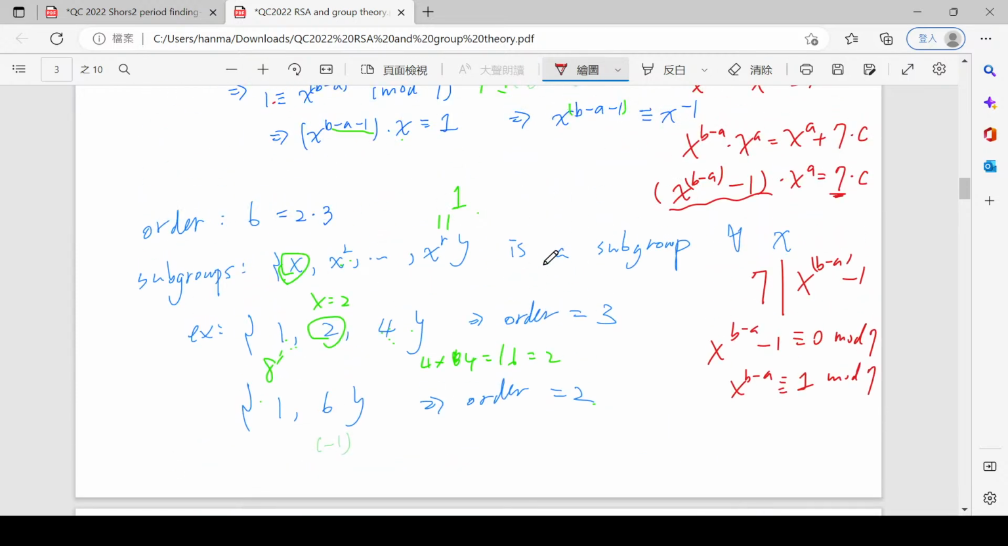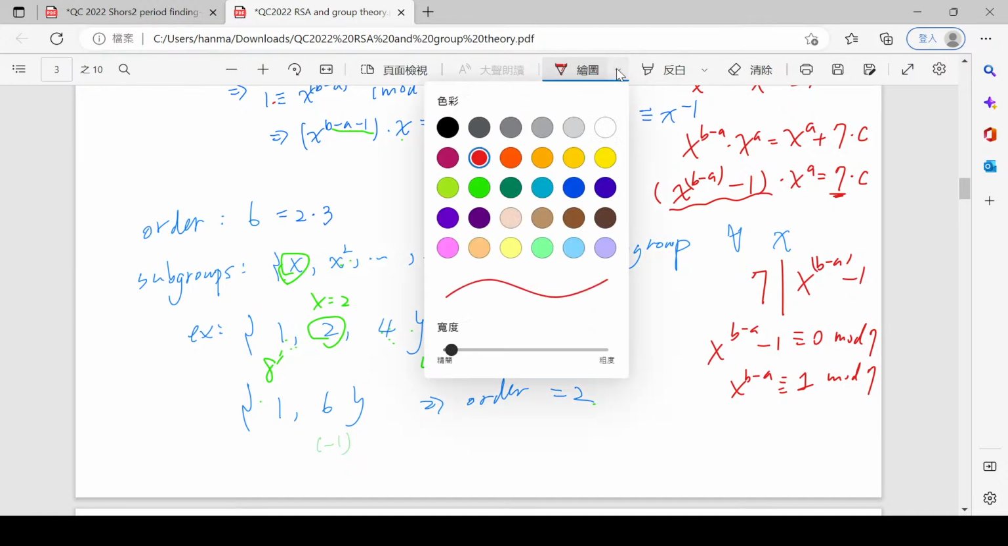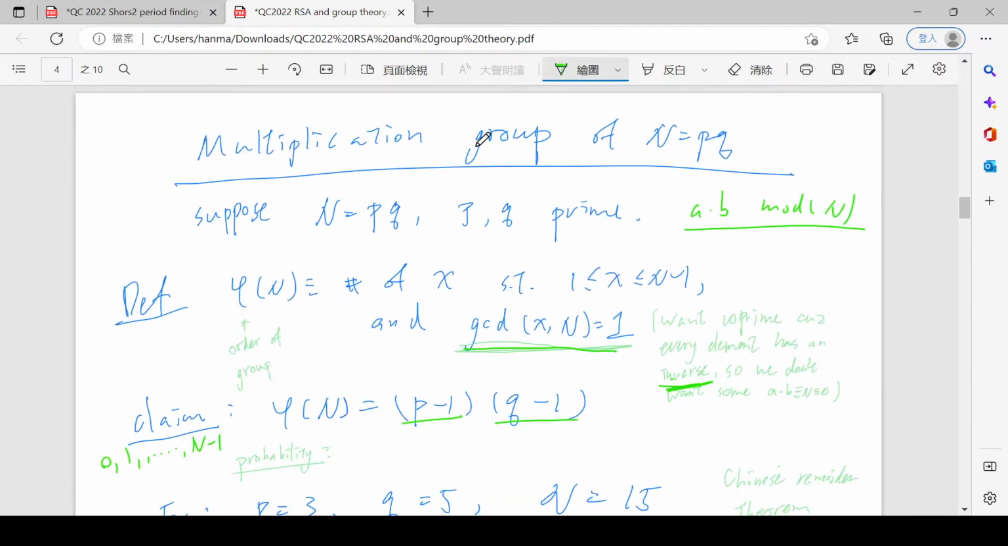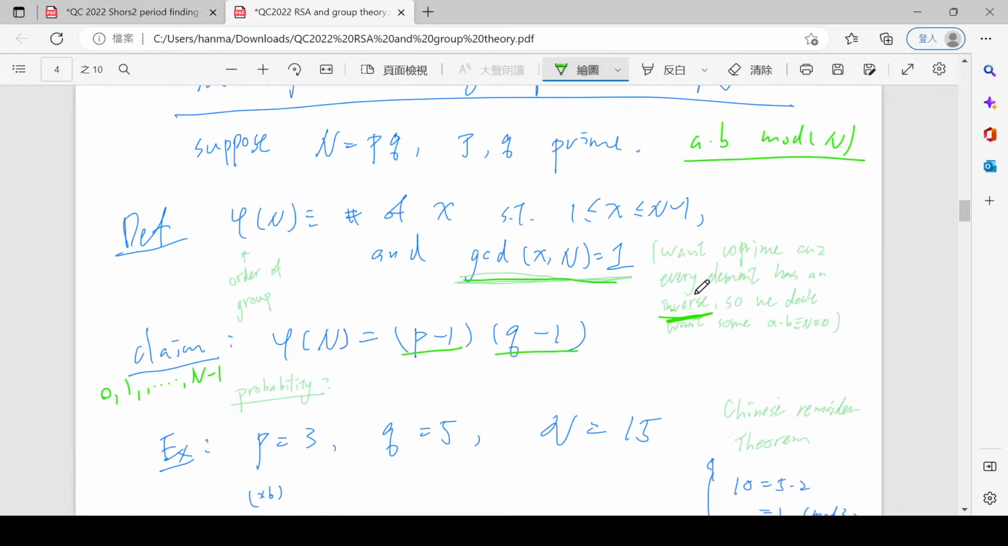Okay, if there is no other question, then let's go to our more complicated multiplication group: the multiplication group of a composite number p times q. So let's first see. We can let the number of integers from 1 to n minus 1, or actually 0 to n minus 1 is also considered, but anyway, from 1 to n minus 1 that are coprime to n, the number here we say is p minus 1 times q minus 1.